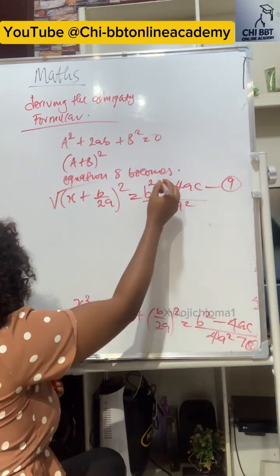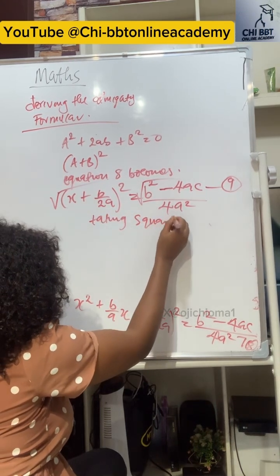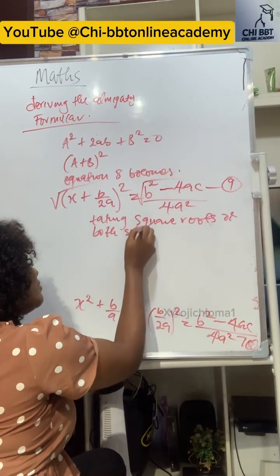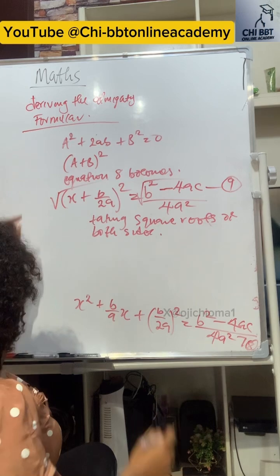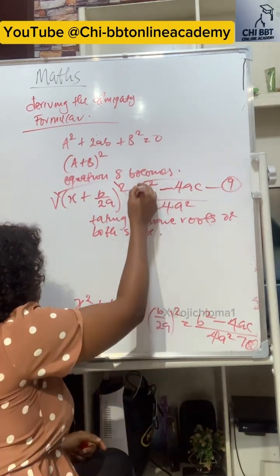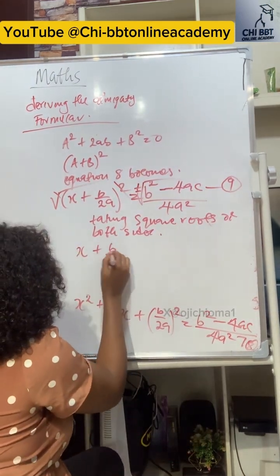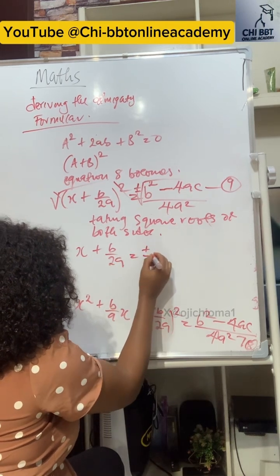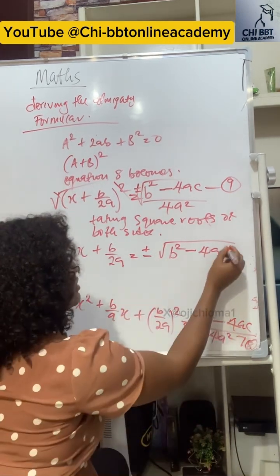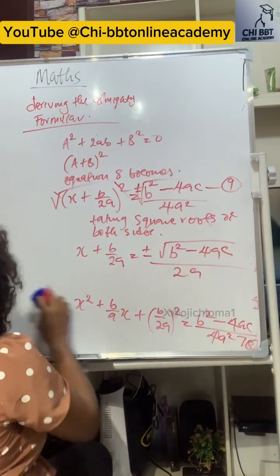So taking the square root of both sides, this definitely will cancel this, leaving you with that. If we take the square root of this side, we have to say it's either plus or minus, because you're taking the square root of the other side. So what we have is x plus b over 2a equal to plus and minus root of b raised to power 2 minus 4ac, all over the square root of this, which definitely will give you 2a.